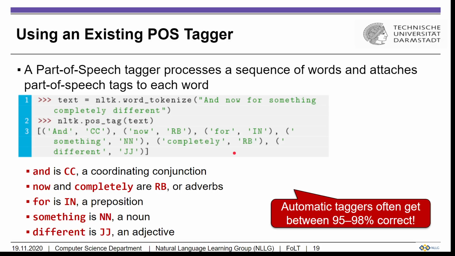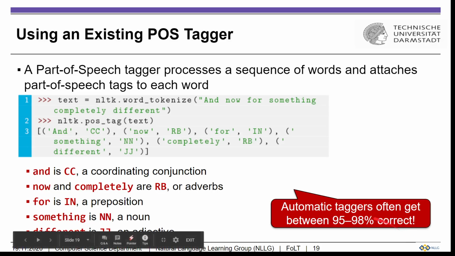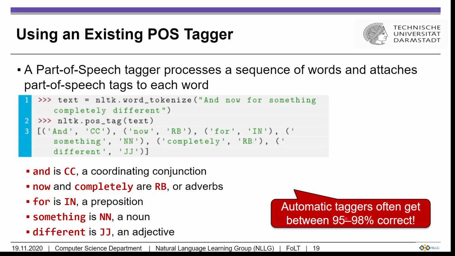And the problem is difficult as I've shown on the previous slide, because you cannot just take a lookup table where all of those associations are stored, but it may really depend on the context. And it's important to know what is given down here, that for English automatic part of speech taggers often do have very high accuracy, like on the level of 95 to 98%, so they are very, very accurate.